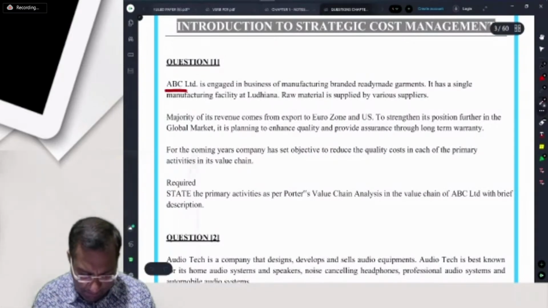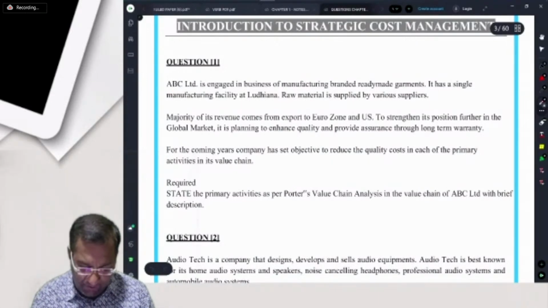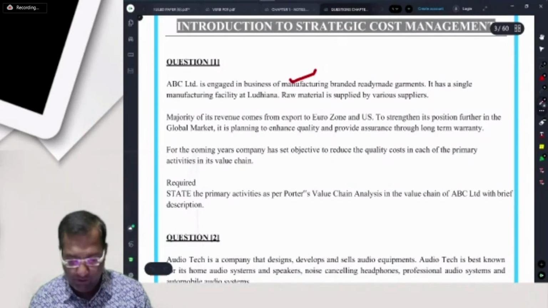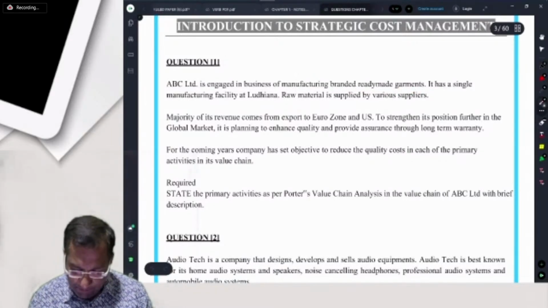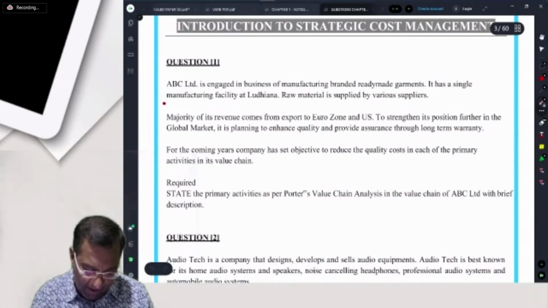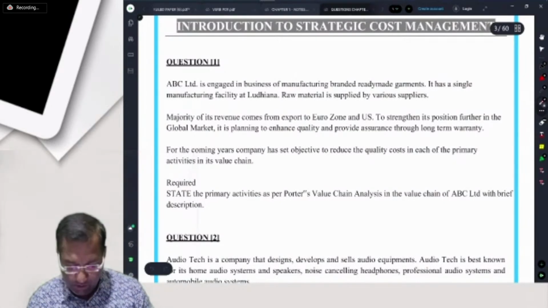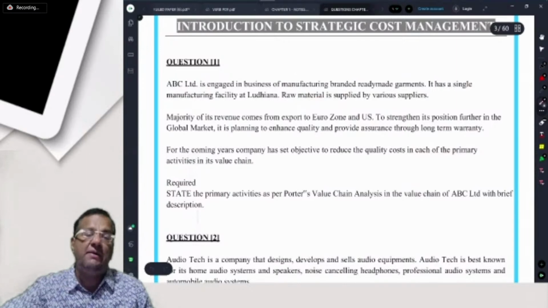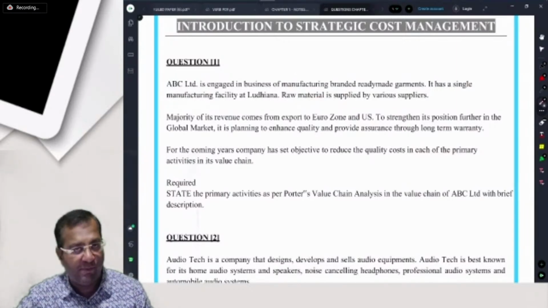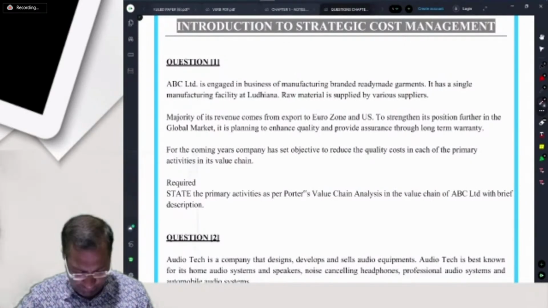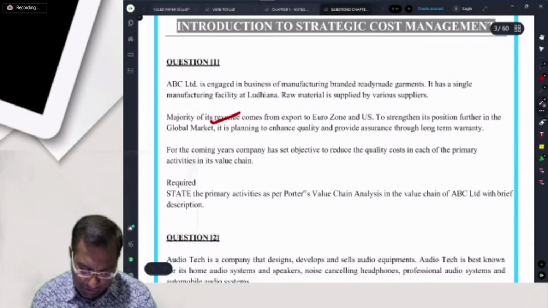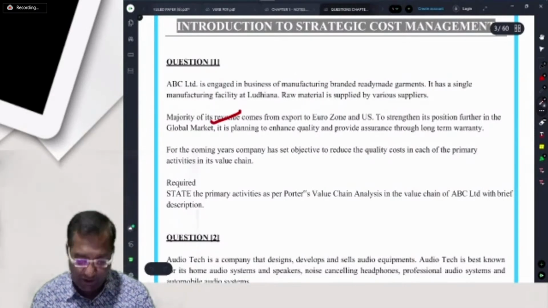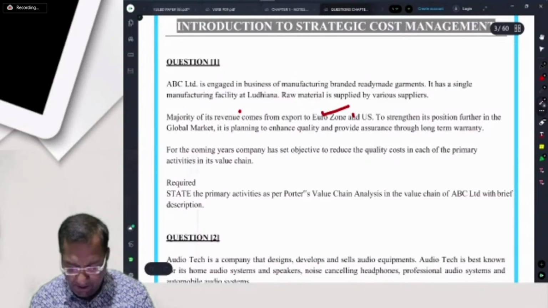So the name of the company is ABC Limited. ABC Limited is in the manufacturing business, manufacturing branded ready-made garments. The company ABC Limited has a single manufacturing plant in Ludhiana. Raw material is being supplied by various suppliers. We don't have a single supplier. We have a multiple supplier scheme that will supply raw material to us. We are an export-oriented undertaking. A majority of our revenues are export-oriented. We export to Europe and the US.